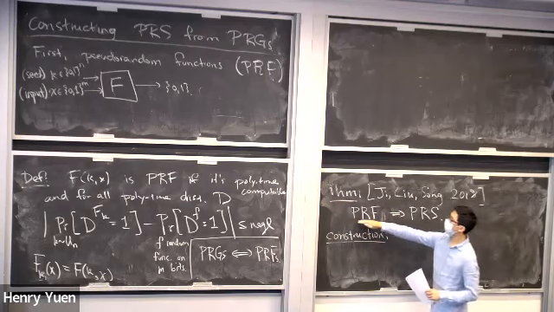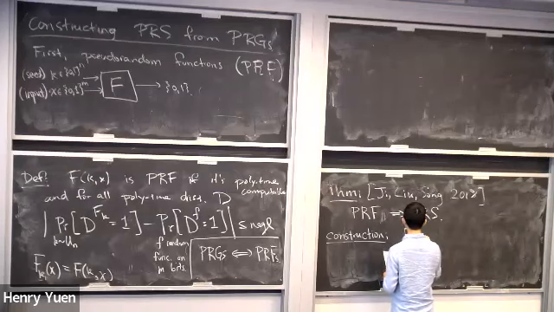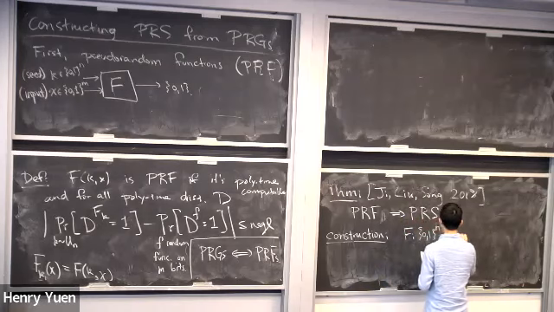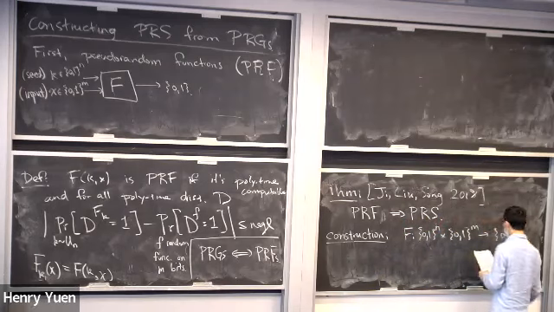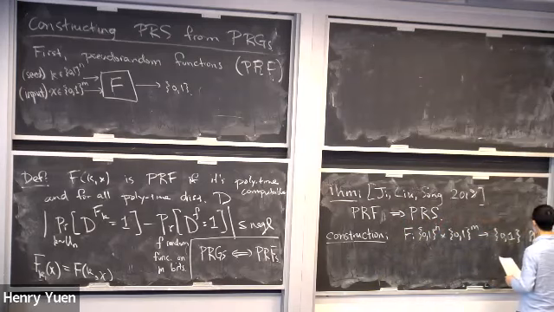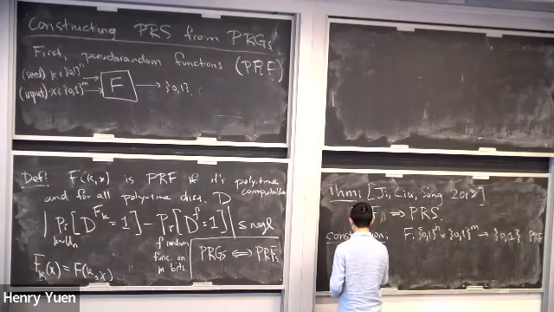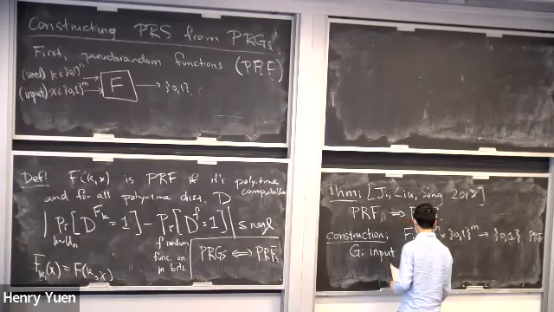You say, all right, someone walks up to you with a PRF, this capital F. We're going to use it to construct a quantum state. So here's how the generator G is going to work. This is our PRS generator. It takes as input an n-bit seed, K.